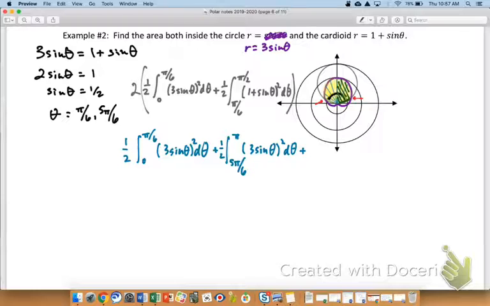And what would that look like? 1/2 integral from pi over 6 to 5 pi over 6 of 1 plus sine of theta squared. That would work just fine. Perfect. So that's little piece plus big piece plus other little piece gets me the whole thing. What I did is I said little piece plus half the big piece times 2 gives me the whole thing.